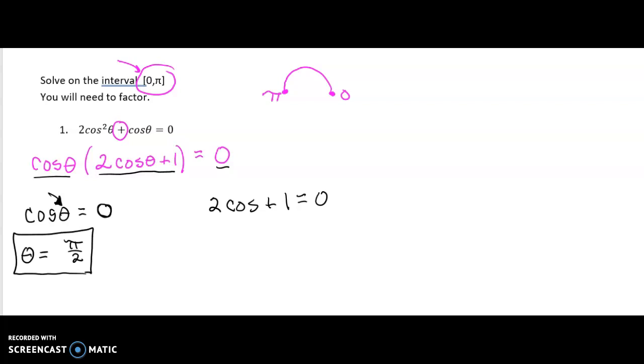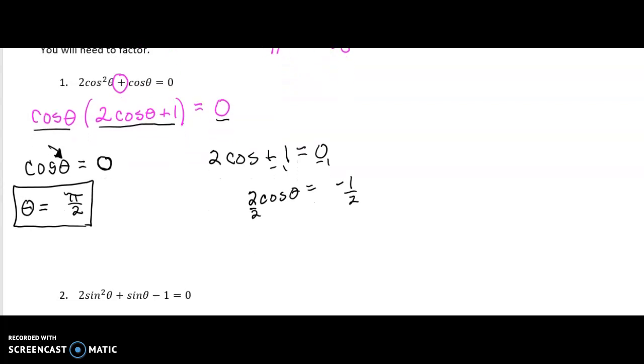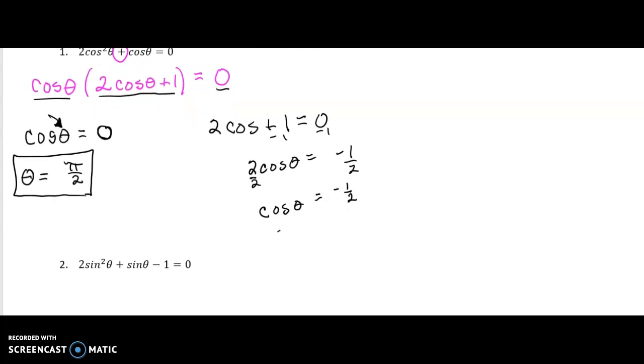And over here we have to do a little extra solving. We'll have to subtract 1. So 2 cosine theta equals -1. Divide by 2. And now we're down to cosine theta is equal to -1/2. So we think, what angles have a cosine value of -1/2? That would be 120, which is on the upper arc, so 2 pi over 3.